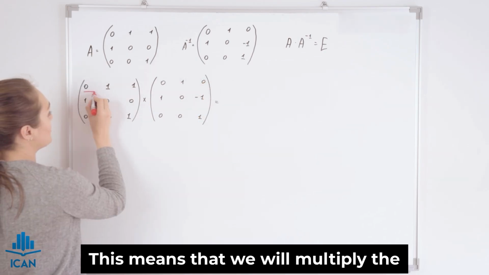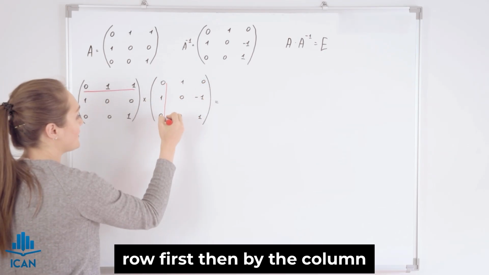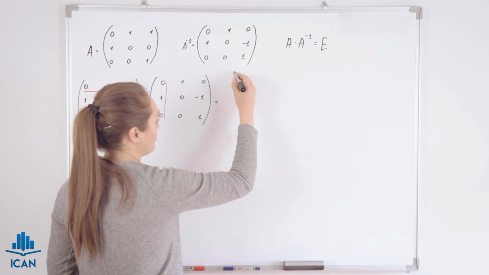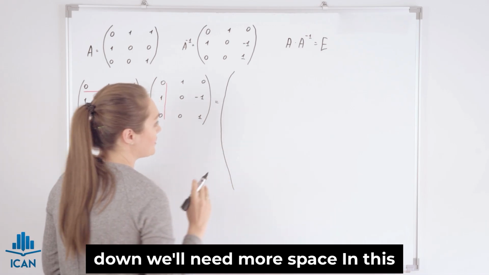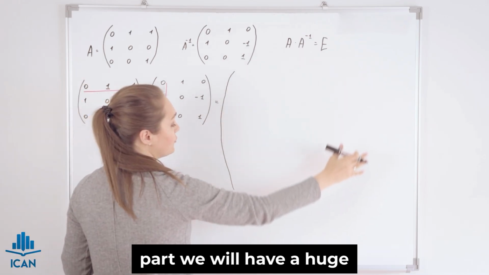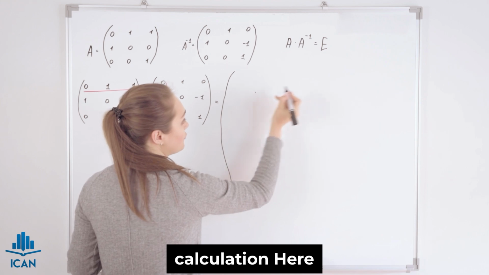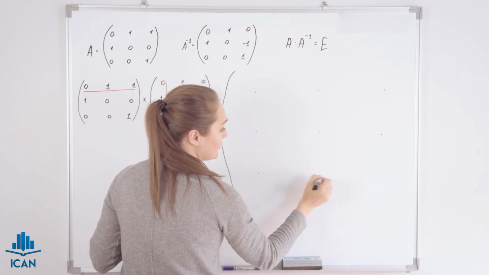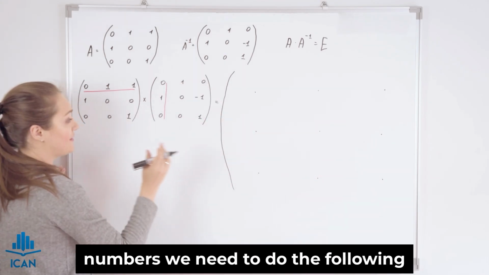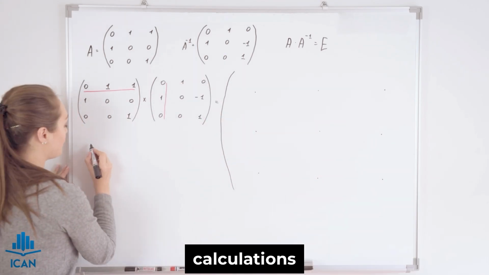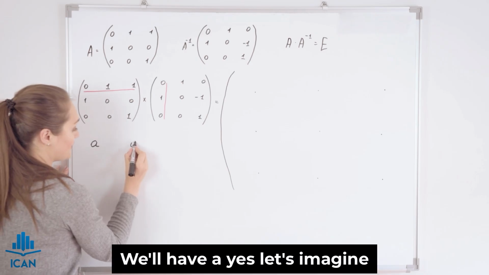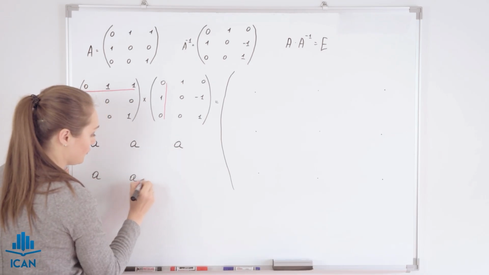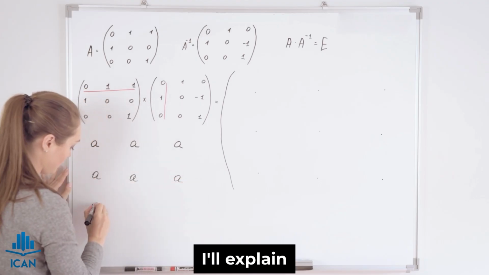This means that we will multiply the row first, then by the column. The next matrix that we will now calculate, let's write it down, we'll need more space. In this part, we will have a huge calculation. Here we will end up with the same 9 numbers. To find these 9 numbers, we need to do the following calculations. Each will have its own number. I'll explain.